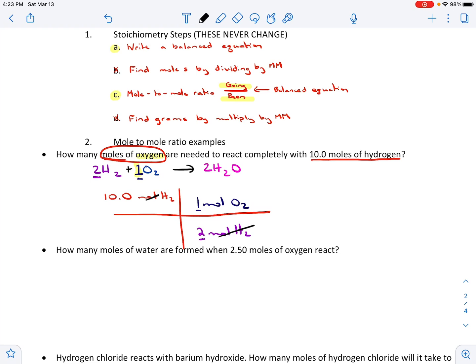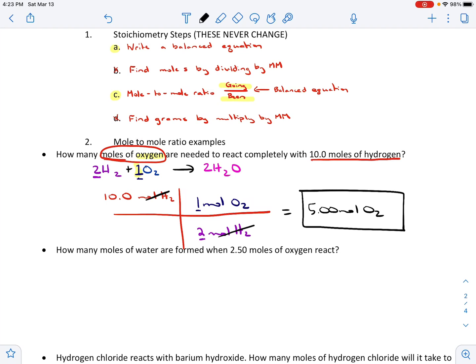Notice how our moles of hydrogen cancel. And we take 10 times 1 divided by 2, which gives us 5 moles of oxygen. All right, how does that feel? Does that feel all right? All right, let's try another one.